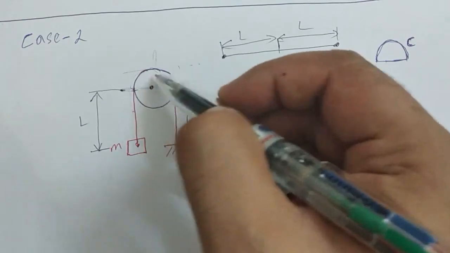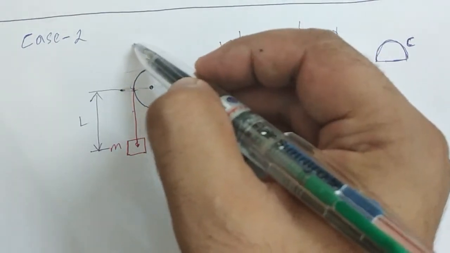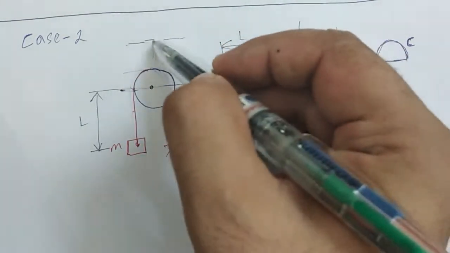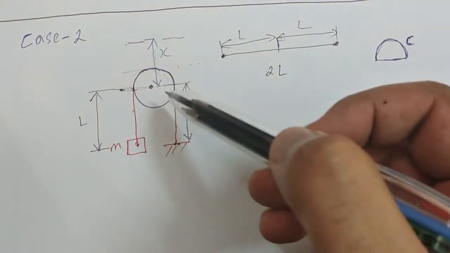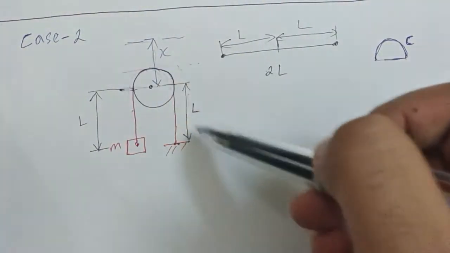Let's consider that this wheel has moved by a certain height, that is x. Now, what do you think will happen to this string?